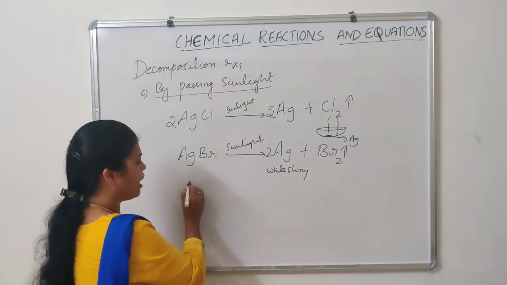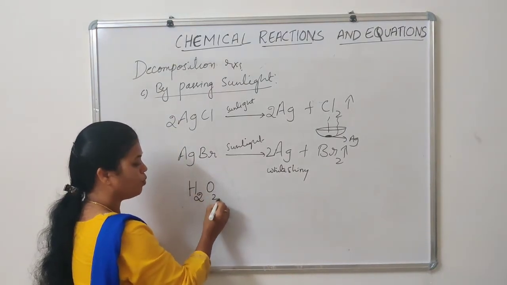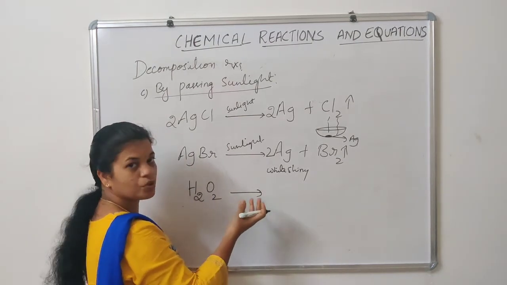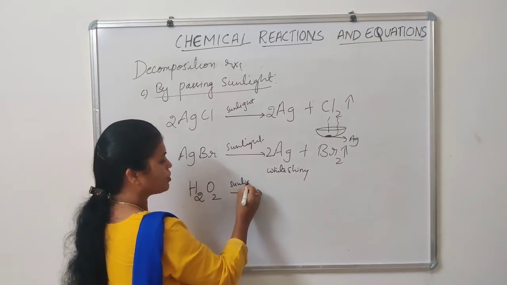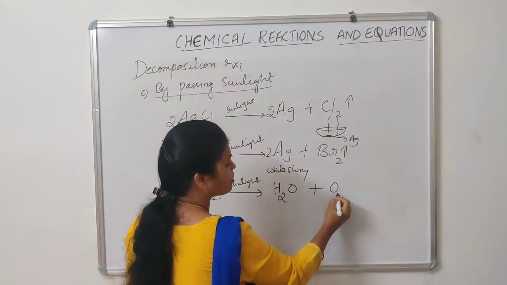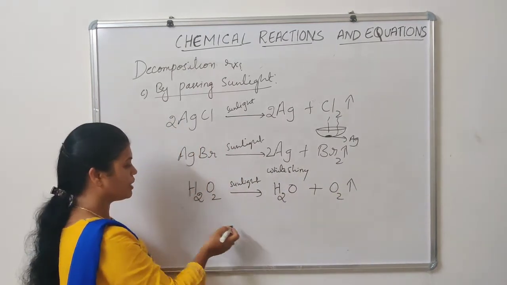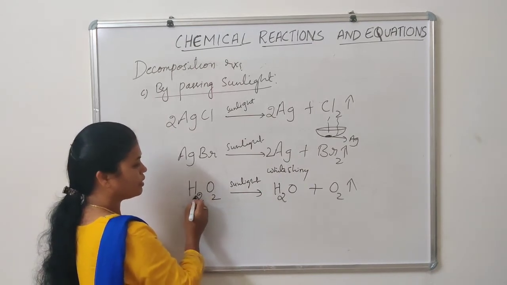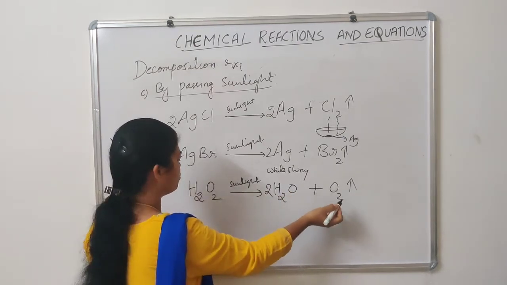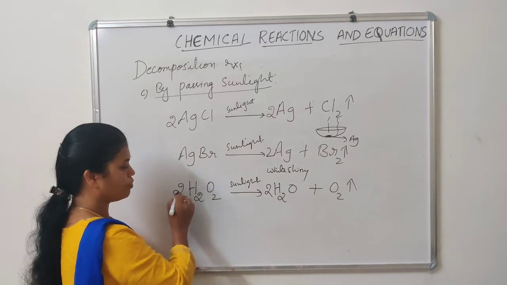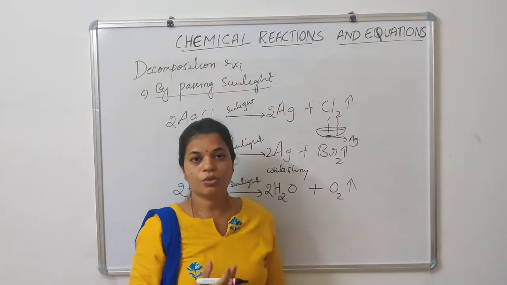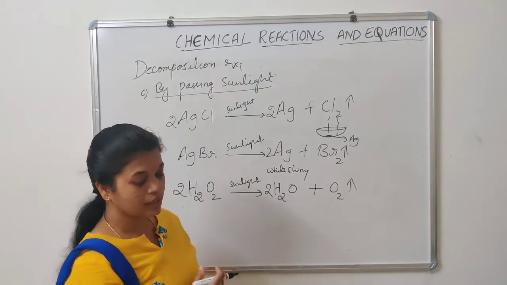One more is hydrogen peroxide, H2O2. It is stored in brown bottles because if it is exposed to sunlight, it decomposes to water plus oxygen gas, which goes away. So it splits up, it gets decomposed. When you balance it, here hydrogen and oxygen 3 are there, you make it an even number here: 2H2O plus O2. 4 oxygen, here you make it 2, 2 2s are 4, hydrogen also balanced now, 2 2s are 4. So these are the examples of passing sunlight.